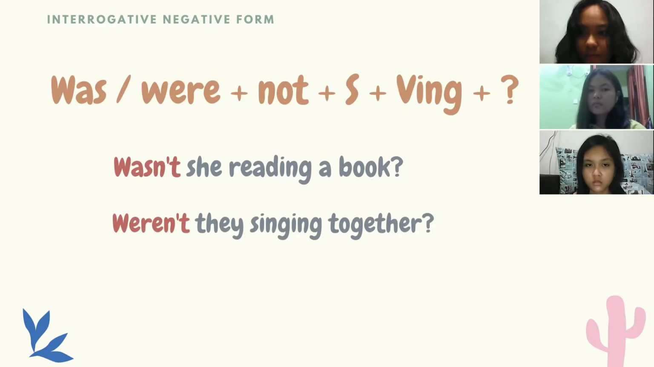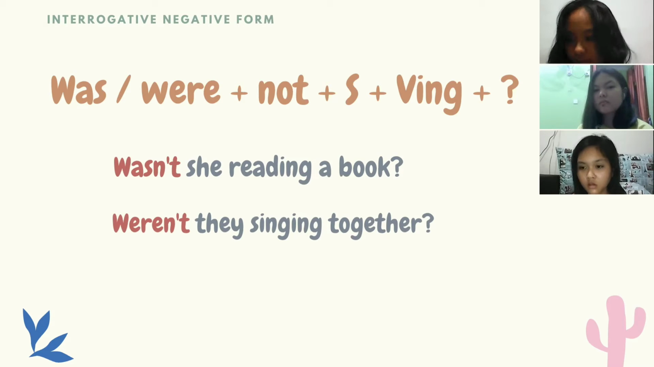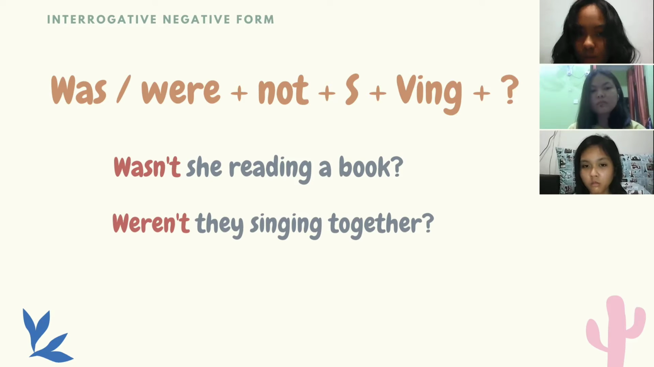Interrogative negative form is the negative form of interrogative sentence. Jadi interrogatif negatif itu bentuk negatifnya dari kalimat pertanyaan. The formula is was/were plus not plus subject plus verb-ing plus question mark. Wasn't she reading a book? Weren't they singing together? We put not after to be.